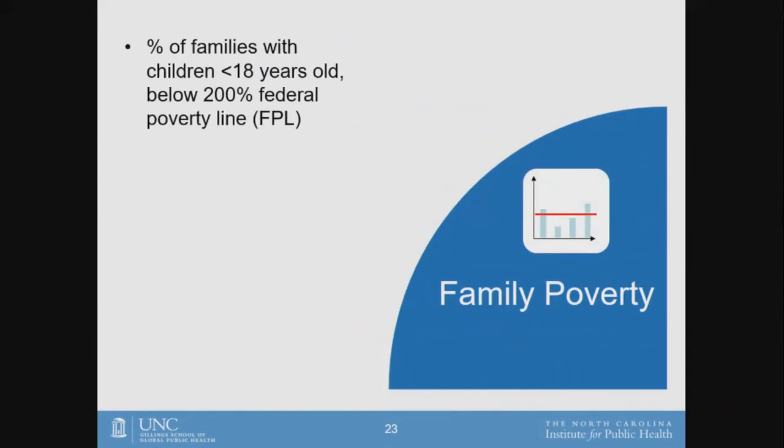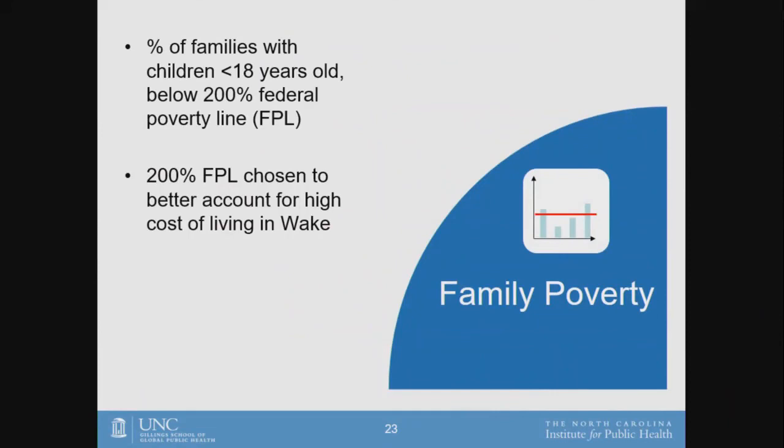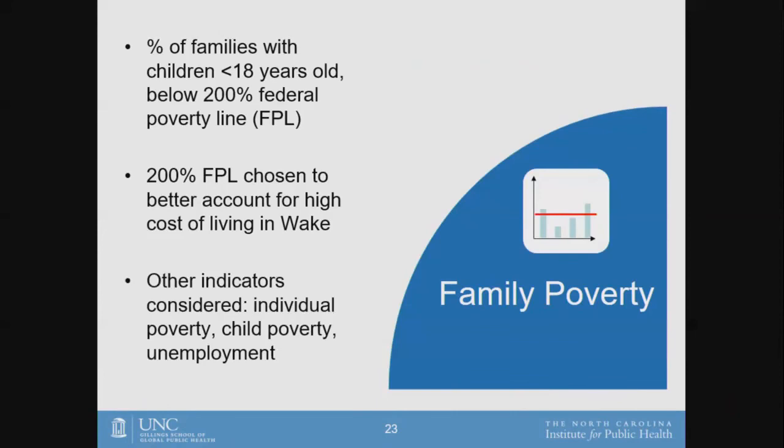Now, what we mean by family poverty is the percent of families with children under 18 years old that are below 200% of the federal poverty line. We chose 200% because we know that Wake County is an expensive place to live in certain areas, so this better accounted for the higher cost of living. We also considered individual poverty as an indicator, strictly child poverty, and then, as I mentioned earlier, unemployment.